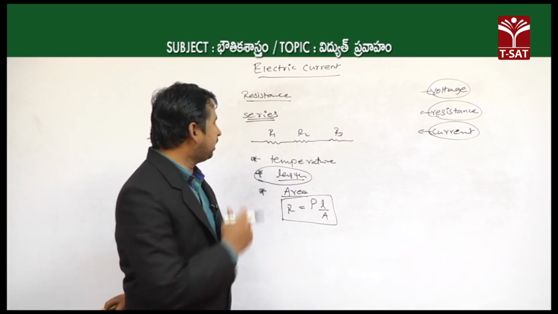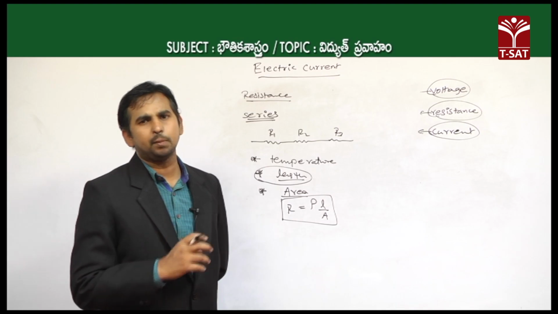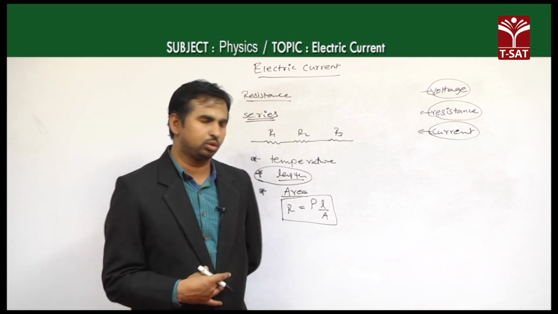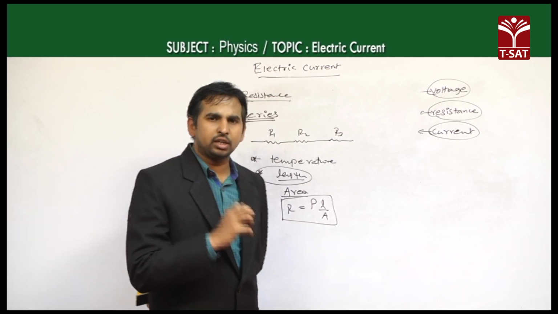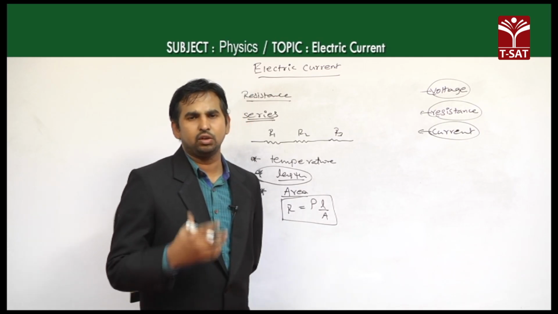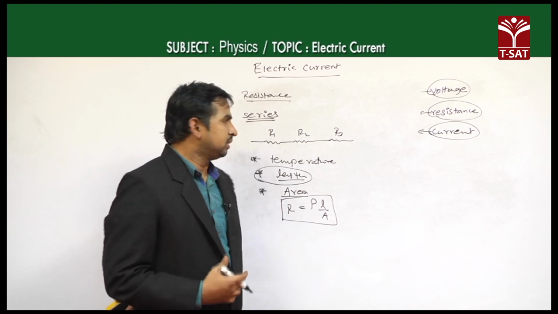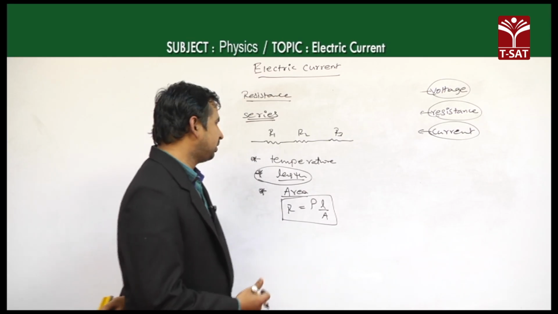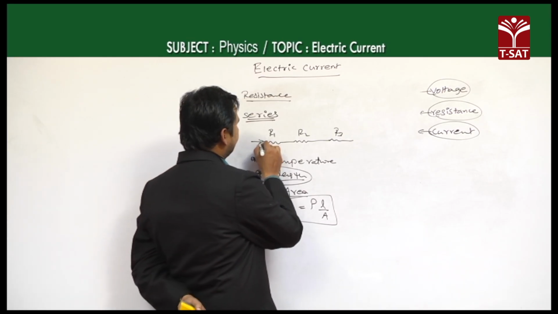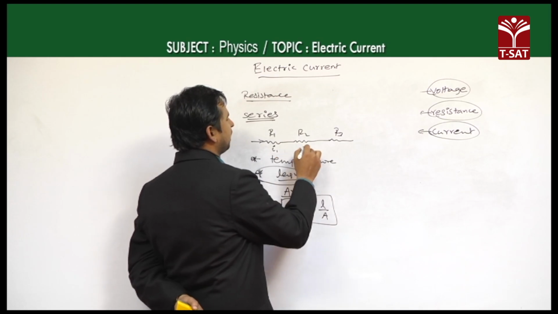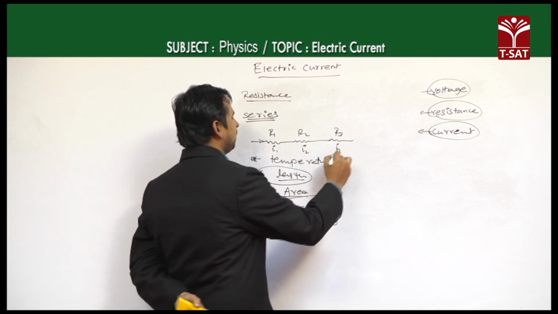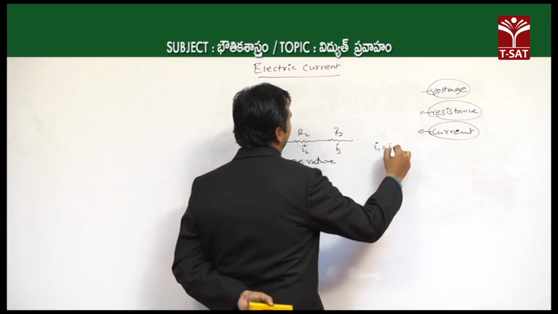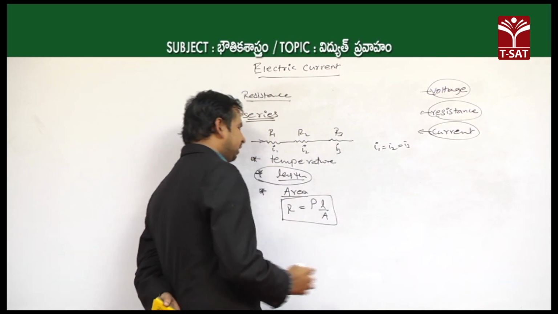And not only that, when you take the resistances in series, the current passing through each resistance will remain the same. This is another very important MCQ they ask. When you arrange all the resistors in series, the current passing through them remains the same. Whatever current passes through R1, the same current passes through R2 and R3, which means I1 is equal to I2 is equal to I3.